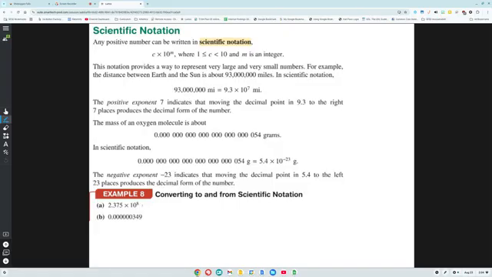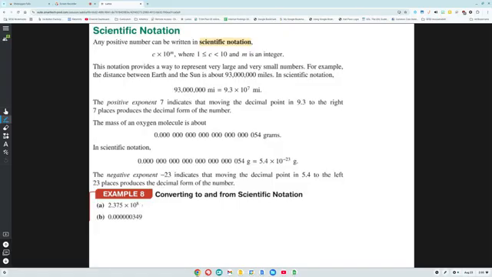Any positive number can be written in scientific notation: c times 10 to the m, where 1 is less than or equal to c, which is less than 10, and m is an integer. That just means when I'm writing this thing in scientific notation, my first number needs to be between 1 and 10, and I'm going to be just changing that into being multiplied by 10 to some power.